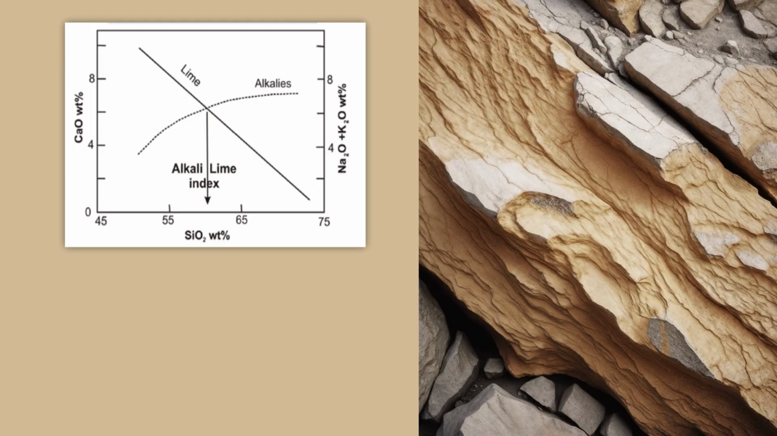Here is the diagram showing, on the x-axis, the silica weight percentage, and on the y-axis a double axis. On one side we have the calcium oxide weight percent, and on the other side Na2O plus K2O weight percent. You can clearly see that the alkalis are increasing with increasing SiO2 content, and the line for CaO is decreasing with increasing silica content. Where these two lines intersect, this point is known as the Peacock index or alkali lime index.